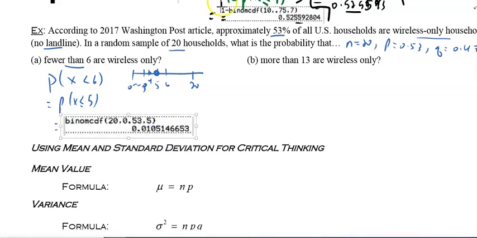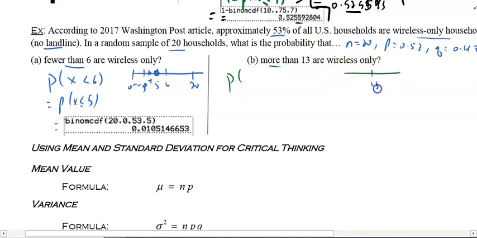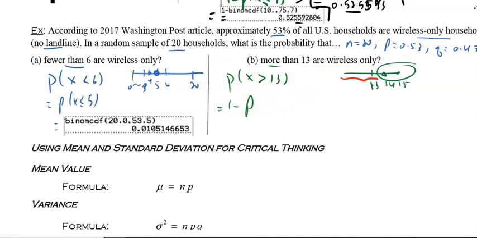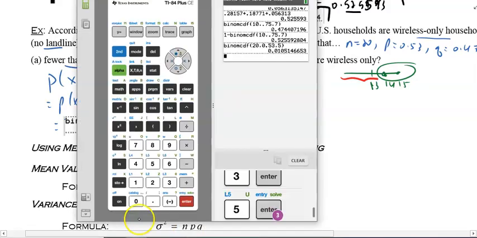And how about part B? It says, how about the probability that more than 13? Is 13 included? Isn't that x more than 13? What's the complement to that? Isn't that 1 minus the probability? What would be everything beneath? Isn't that x is less than or equal to 13? So I could throw that in my calculator, but I gotta plug it in as I see it.